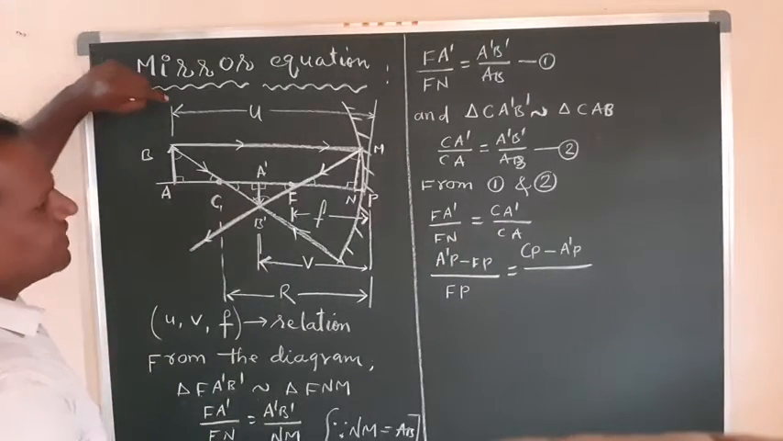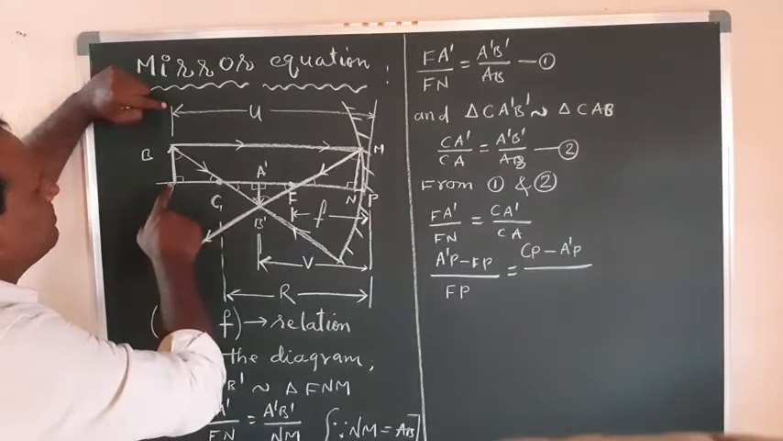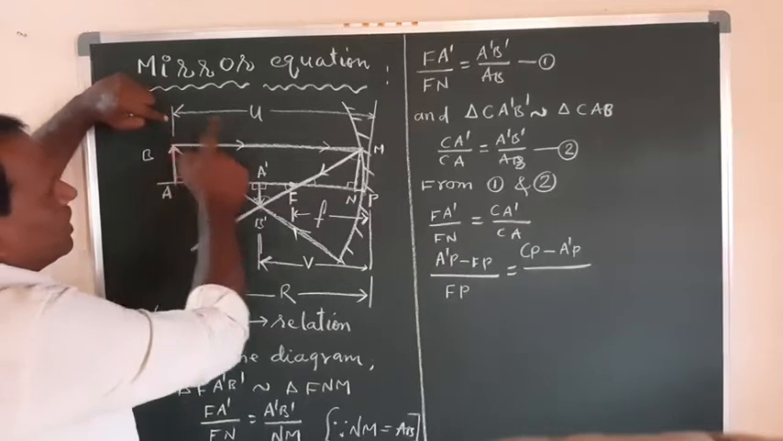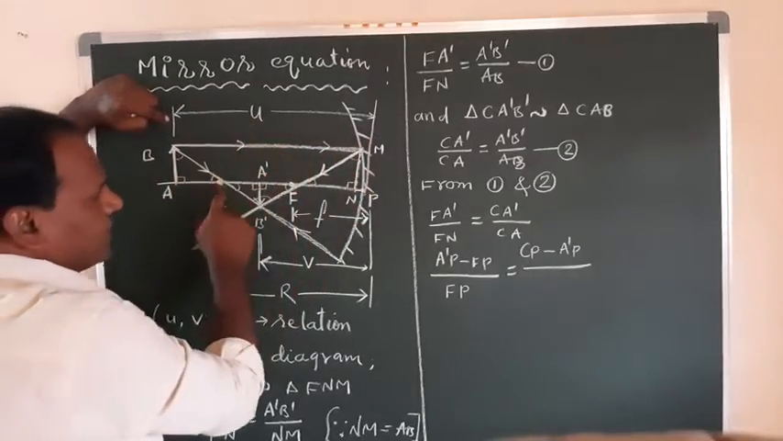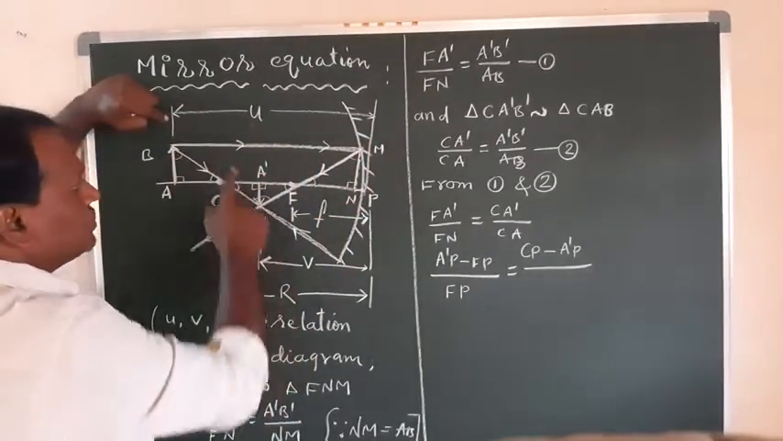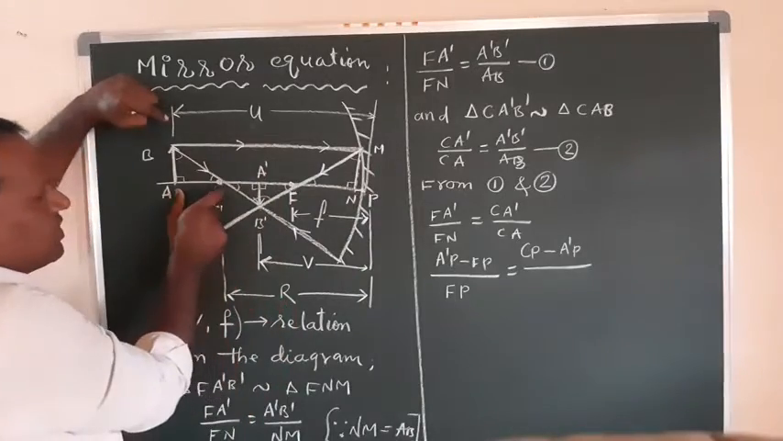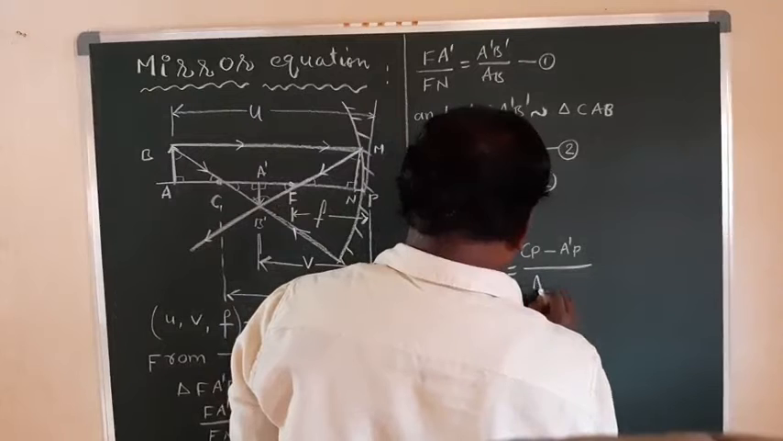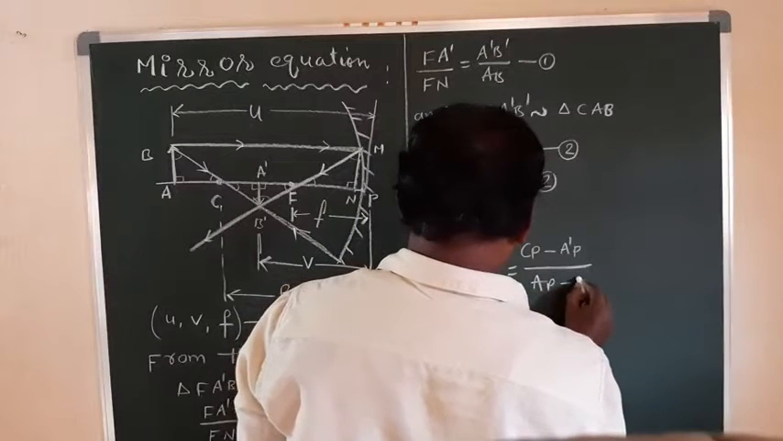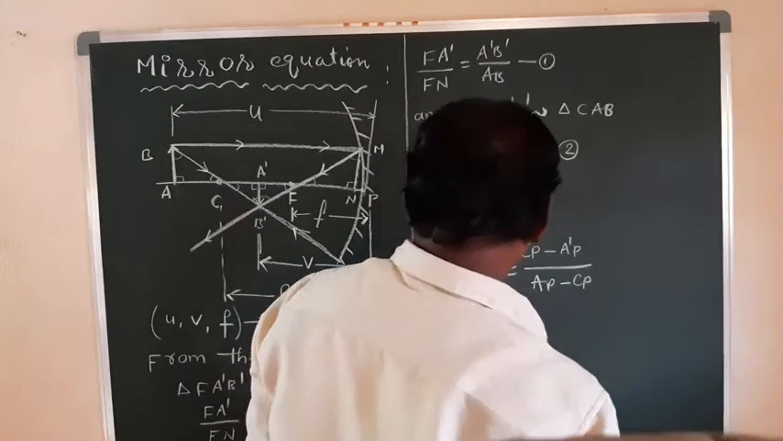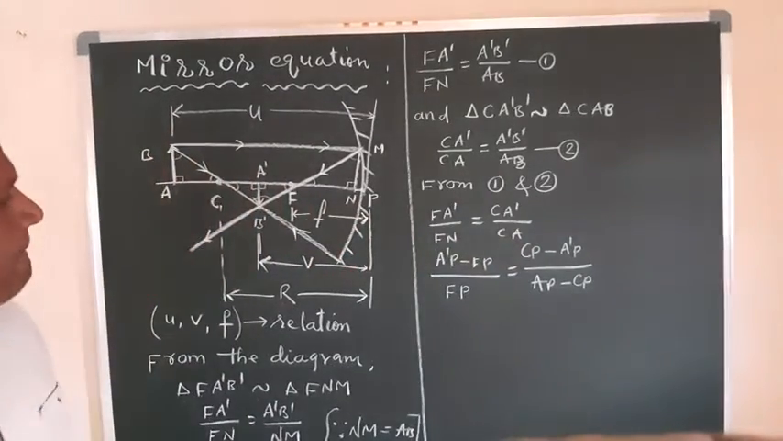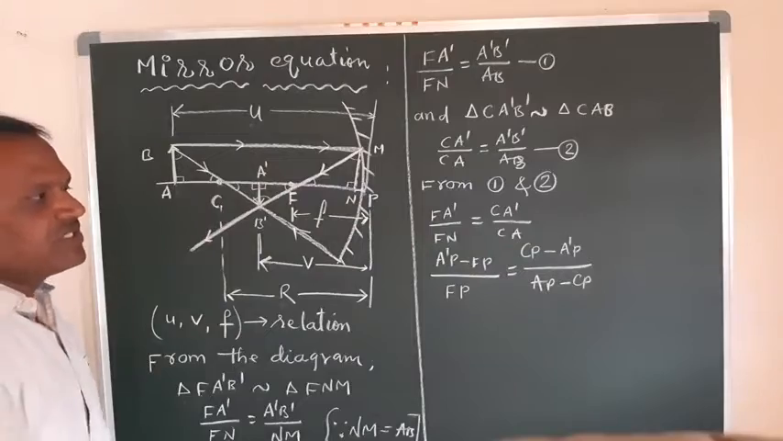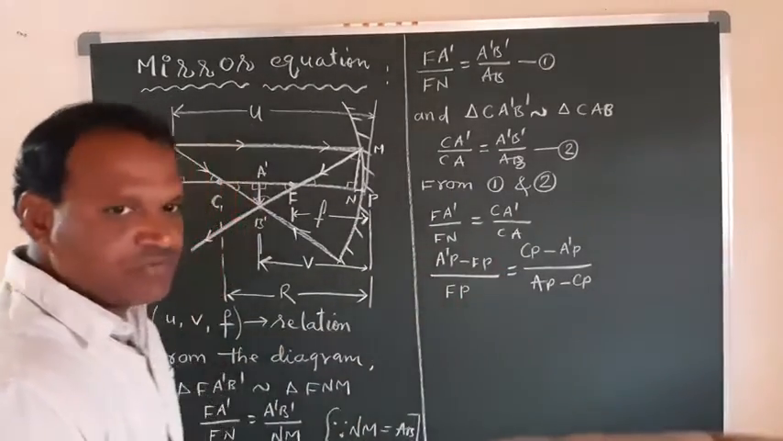CA you can write, see the diagram from this. CA, this distance we want to get. Here to here you know it is U. Here to here you know it is R. So U minus R is nothing but this distance. So I can write here it is AP minus CP. Right? So this is the equation we got.